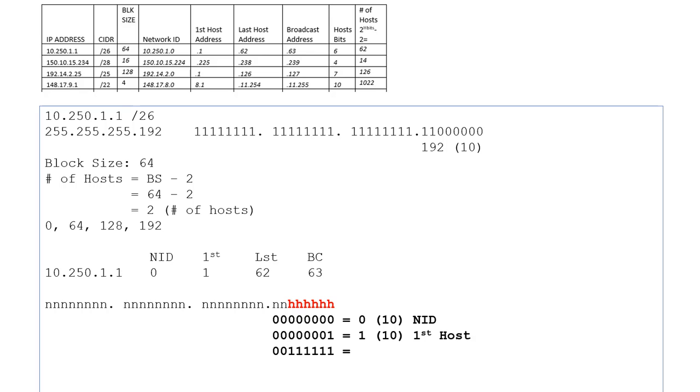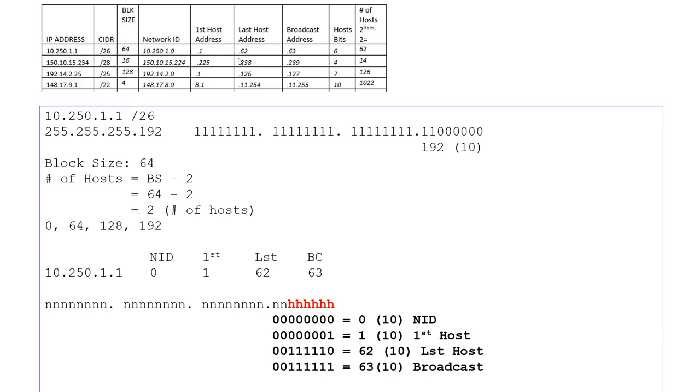That is equivalent, if you convert that into decimal, you're going to come out with 63 base 10, and that is our broadcast. Now we're going to go back again, 00, then 111110. One less than the broadcast is going to be our last host. Okay.